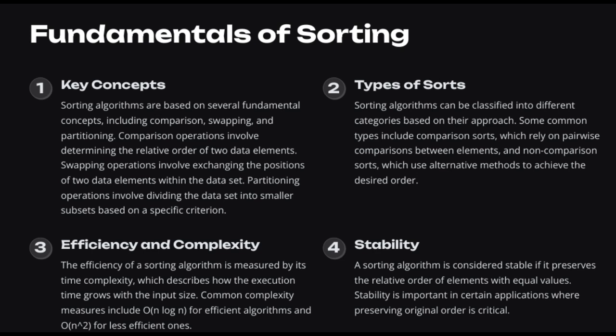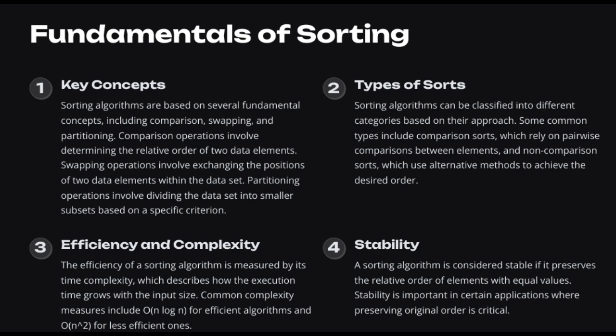3. Efficiency and complexity. The efficiency of a sorting algorithm is measured by its time complexity, which describes how the execution time grows with the input size. Common complexity measures include O(n log n) for efficient algorithms, e.g. merge sort, quicksort; O(n²) for less efficient algorithms, e.g. bubble sort, selection sort.